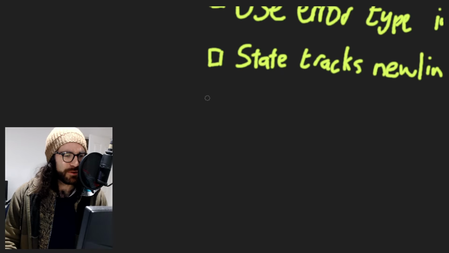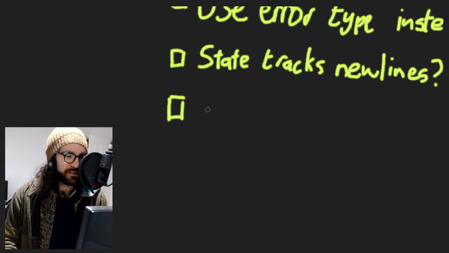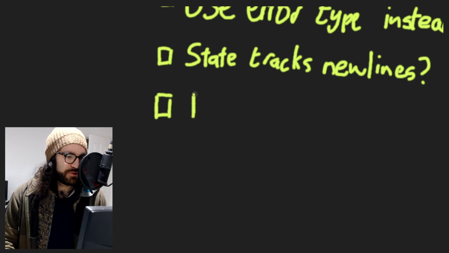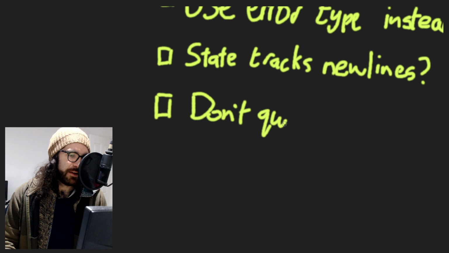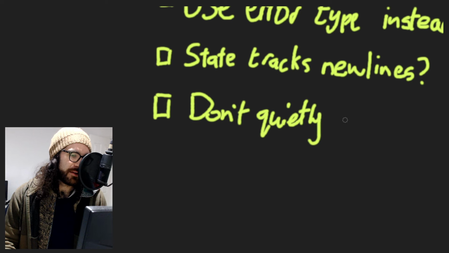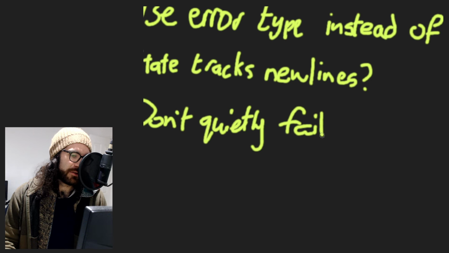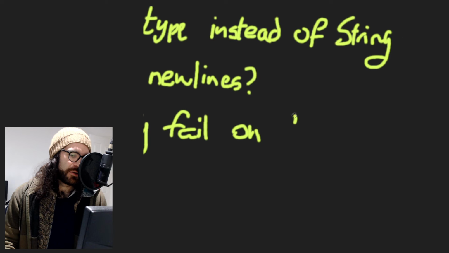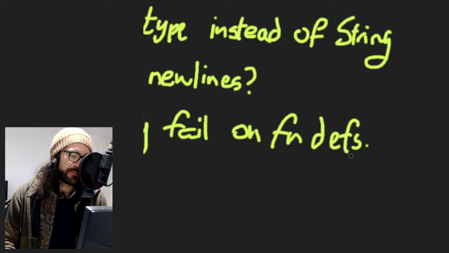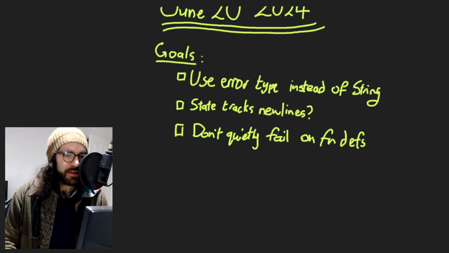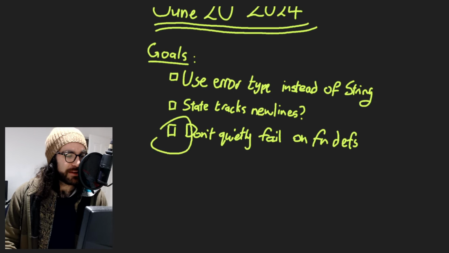Goal 0 is going to be: don't quietly fail on function defs. Yeah, okay, I think that's good. And we'll probably actually do this first.